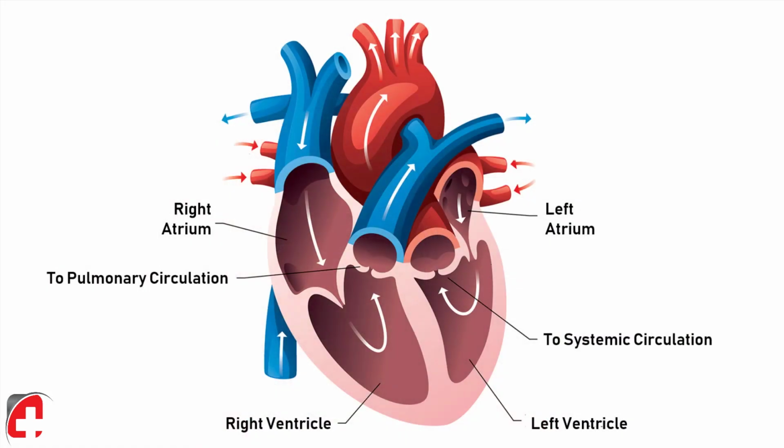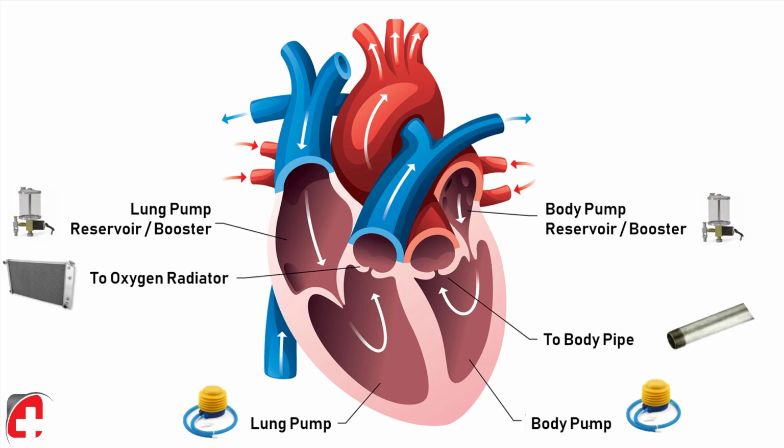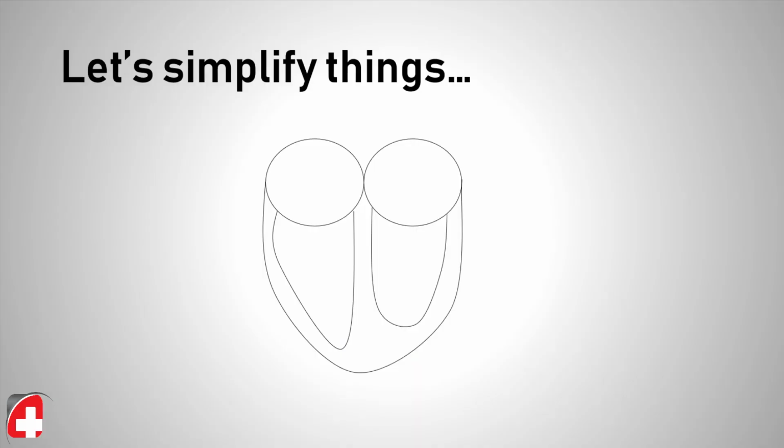So when we take a look at the diagram of a heart, it looks fairly complicated. It's got all these labels, and it seems a little daunting at first, but we can break it down with that analogy that we used earlier. You can look at it really as a simple set of components. You've got your body pump and your lung pump, you've got your body pipe and your oxygen radiator, and you've got your booster pumps. But even this is a little too convoluted and has a lot of twisting tubes and things at the top there. So let's simplify it even further.